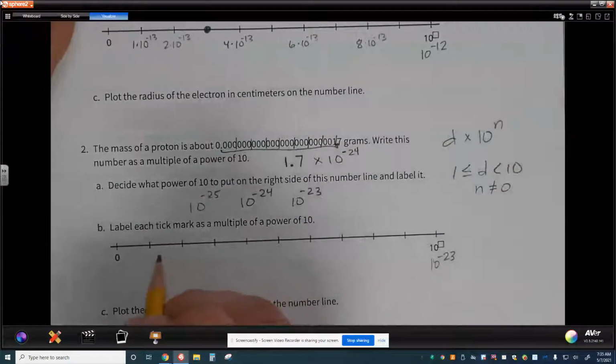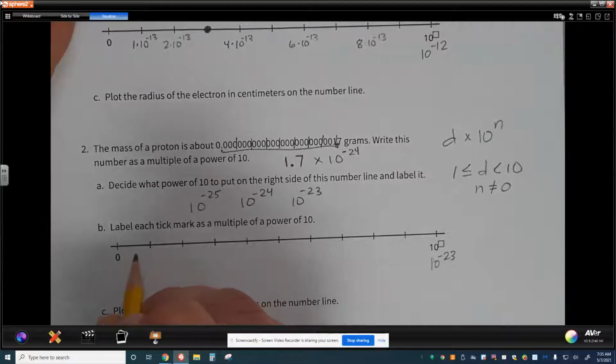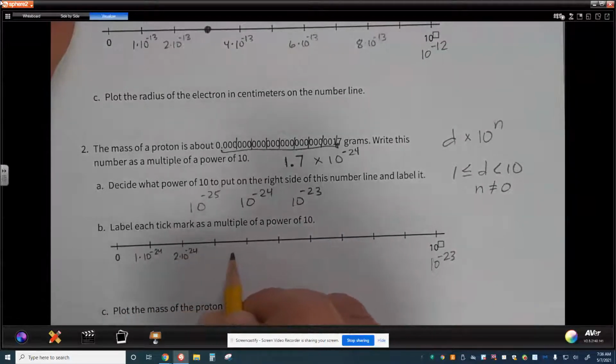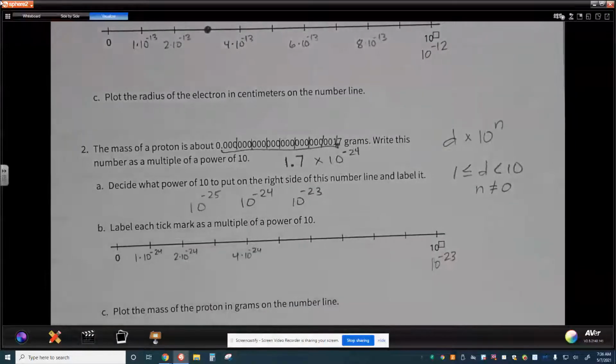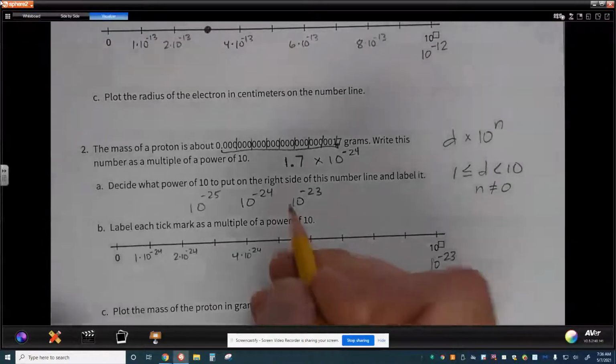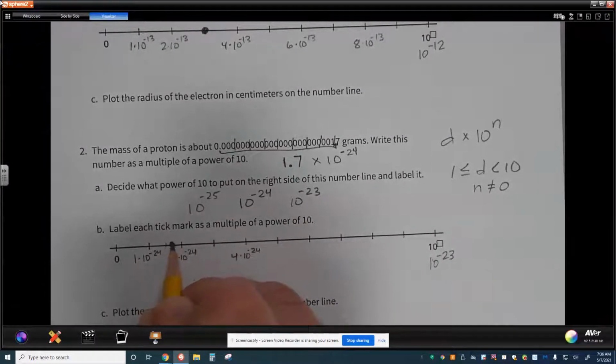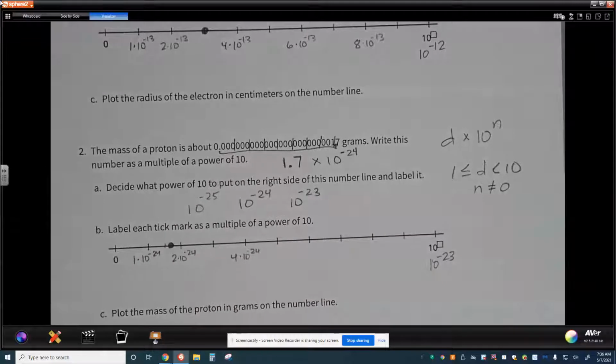So again, the same type of thing. Let's go ahead and label these. This would be 1 times 10 to the negative 24th, and 2 times 10 to the negative 24th, and 3 and 4 times 10 to the negative 24th. For the sake of time, I'm not going to label everything, especially knowing that 1 7/10 will be a little more than halfway. That would be where the mass of the proton is.